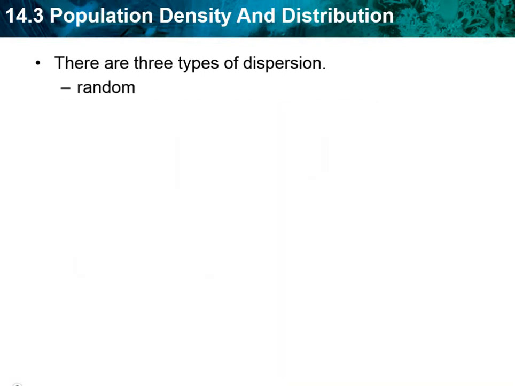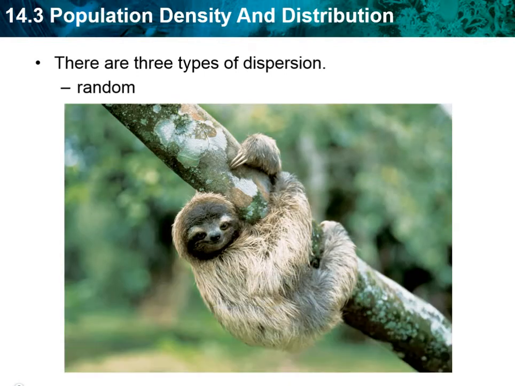And then you've got random, which in this case is showing a sloth. For most animals, it's going to be random that you're going to see. They're not going to be in clumps or schools or things like that. They're going to be out individually and spread out wherever they may be.